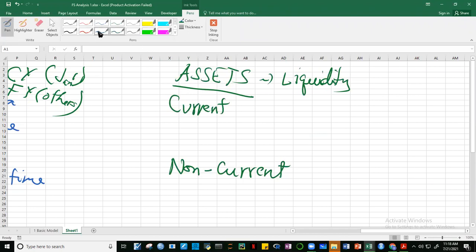What are the different types of our current assets, guys? Ano una? The first will be 2, 3, 4, 5. 5 siya. Ano yung unang-una? Cash, correct. Cash and cash equivalents.